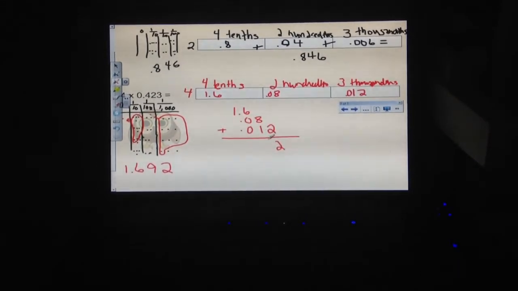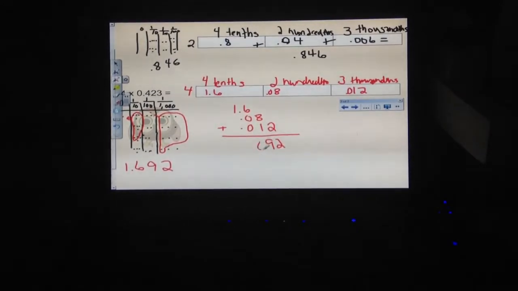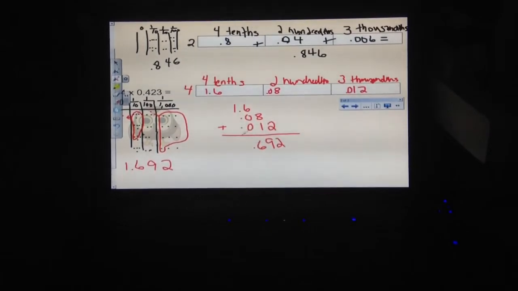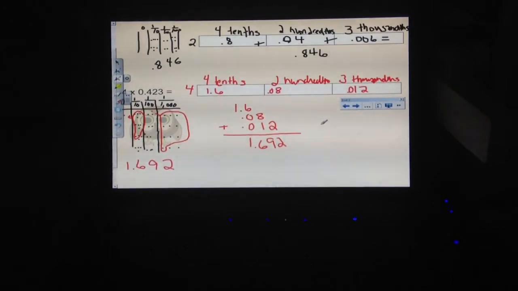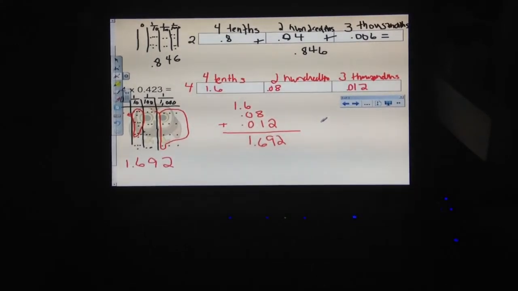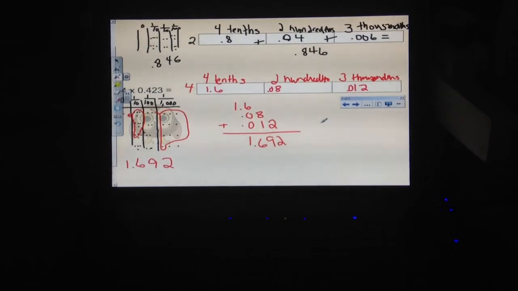So 2, 8 plus 1 is 9. 6 plus 2 zeros is 6. I want to make sure I write my decimal down and then bring the 1 down. Those are two alternate ways of multiplying that they're going to be asking them to do on the homework to understand more the concept of multiplication and what's happening.